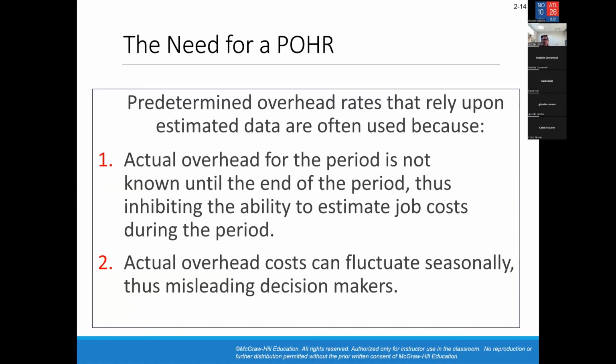So that's why we're estimating. Sometimes we're using previous years, sometimes we're using what we think is going to happen this year. What do we think the costs are going to do on materials? We're doing our best educated guess in order to calculate an estimate. The actual overhead costs sometimes fluctuate seasonally, and so sometimes that can mislead decision makers.